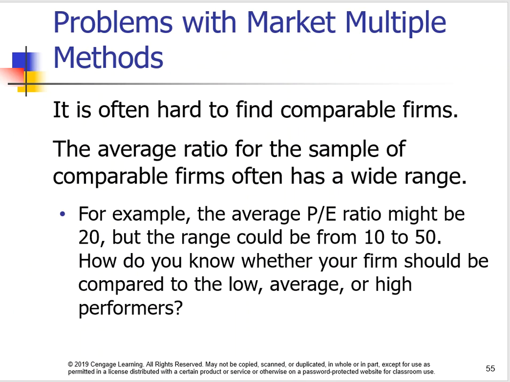The problem with the market multiple method is it's often hard to find comparable firms. Even if they're in the same industry, they may be different than us on some dimensions. And also the average ratio for a sample of firms varies widely. And so who do we compare ourselves to? The low performers, the high performers, some average number.